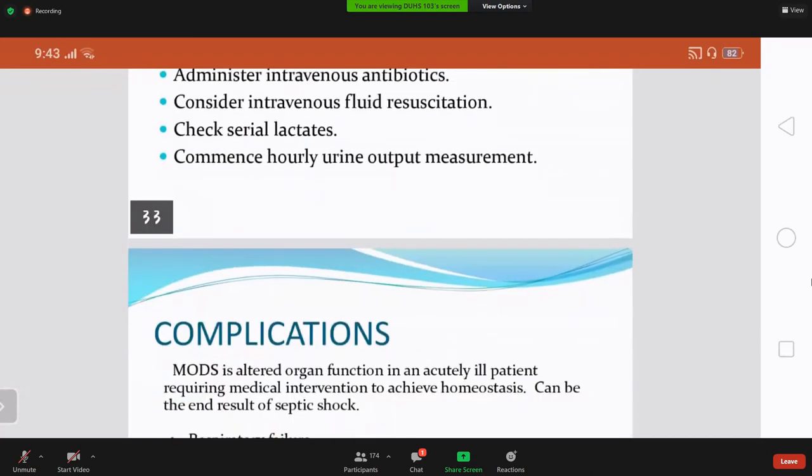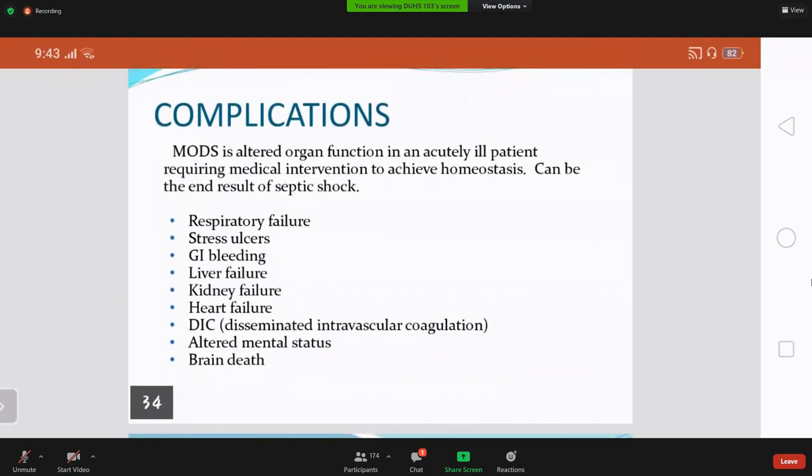Okay, next you have the complications. Multiple organ dysfunction syndrome is altered organ function in an acutely ill patient who requires medical intervention in order to achieve homeostasis, and it can be the end result of septic shock. The organ dysfunctions or complications that can occur are respiratory failure, stress ulcers or stress gastritis leading to GI bleeding, liver failure, renal failure, heart failure, DIC, altered mental status due to hypoperfusion of the brain, and in the end, it can be brain death.